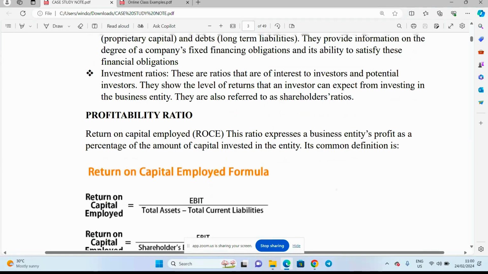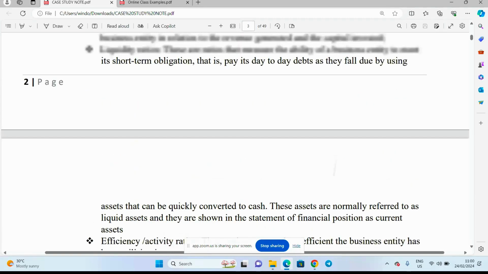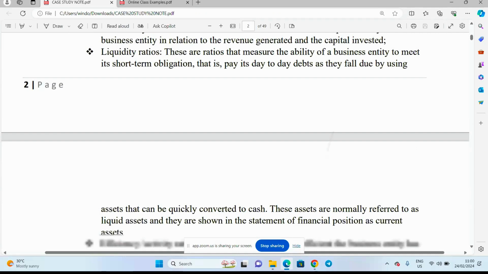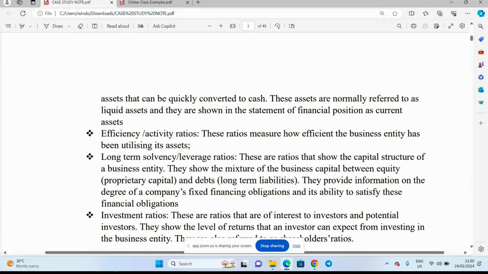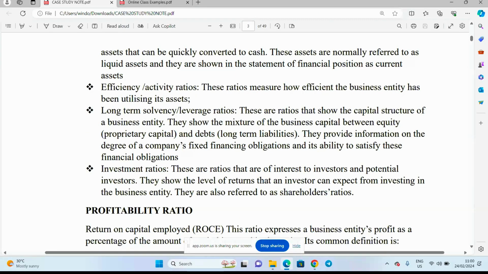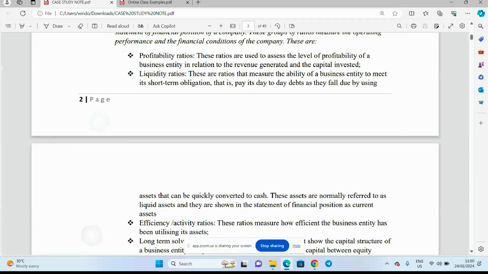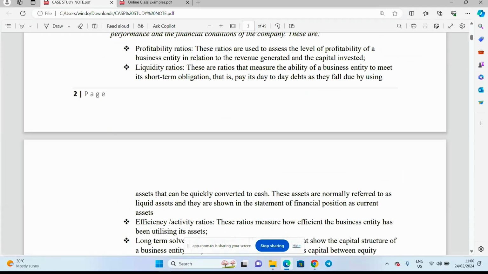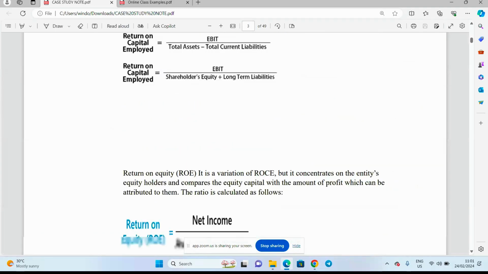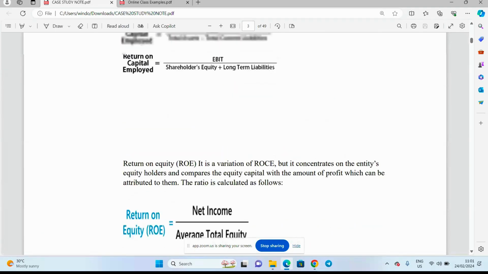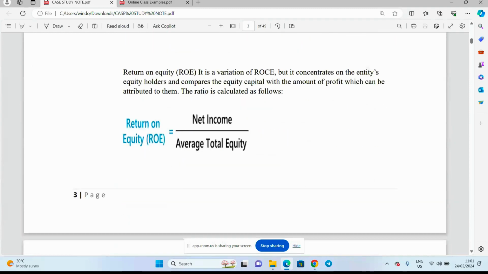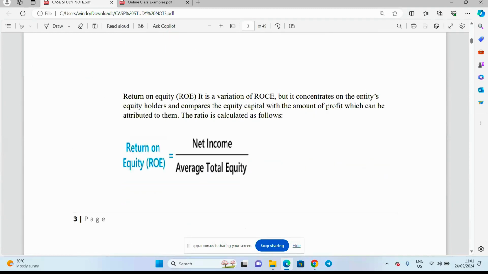Remember, we have 5 categories of ratio: profitability ratio, liquidity ratio, efficiency/activity ratio, long-term solvency ratio, and investment ratio. Meaning, in your exam, you may be given a scenario whereby you're asked to calculate all the relevant ratios. So you should know that we have 5 categories. When you are saying profitability ratio, these are the things that should come to your mind: return on capital employed and profit margin. You understand?